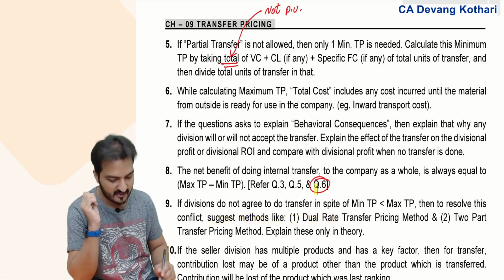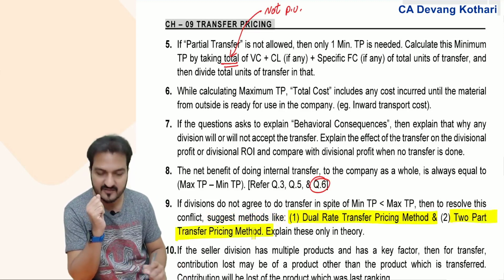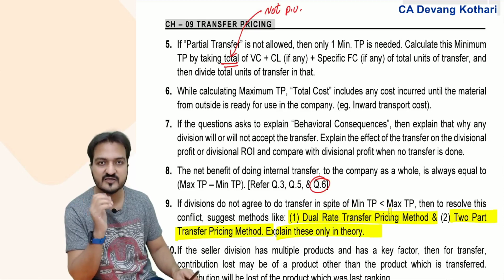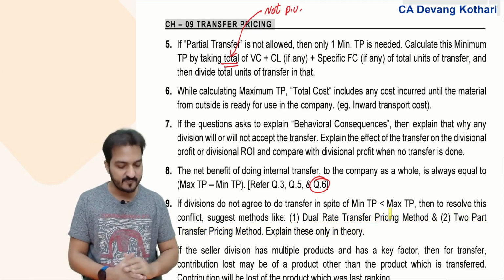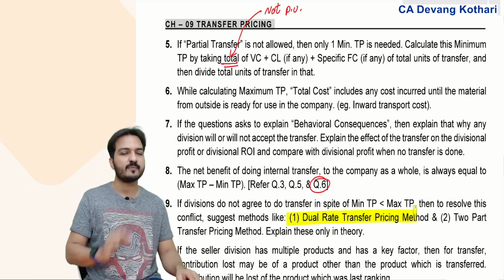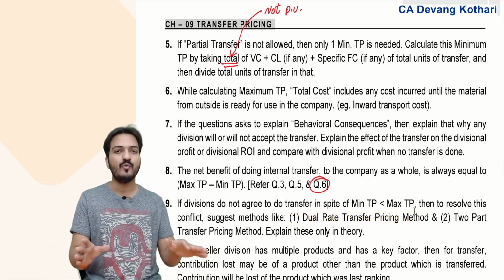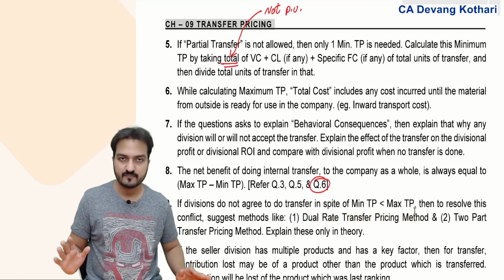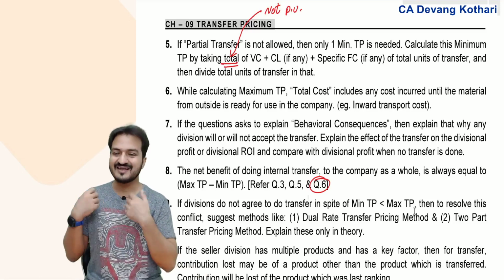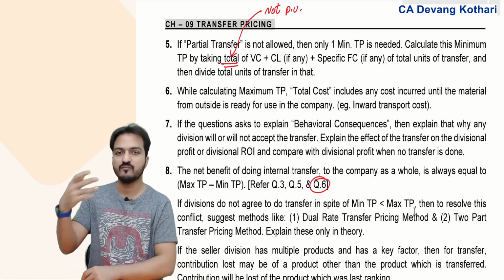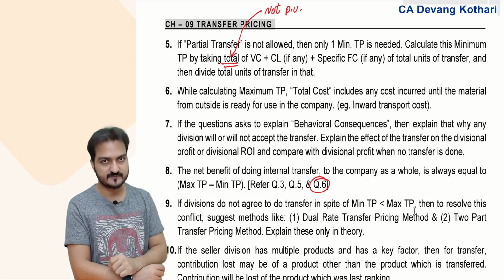Suggest that the company can use the dual rate transfer pricing method or the two-part transfer pricing method. You simply explain the theory of these methods and show how these methods will be applicable in the given question. Let me remind you, what was the dual rate transfer pricing method? Dual rate transfer pricing means that both divisions will record the transfer at different prices. Division A wants more price, division B is ready to pay less price. So I tell division A to record the sales at more price, and I tell division B to record the purchase at lesser price.